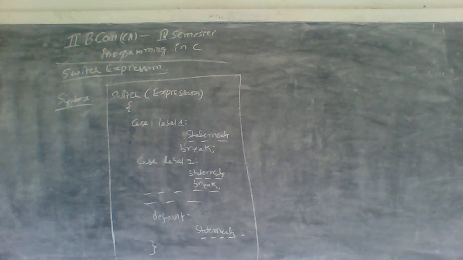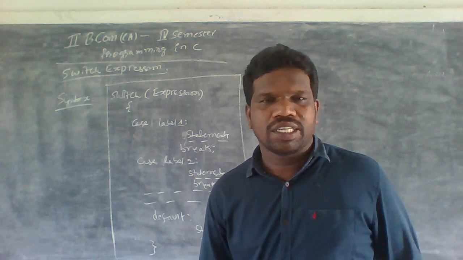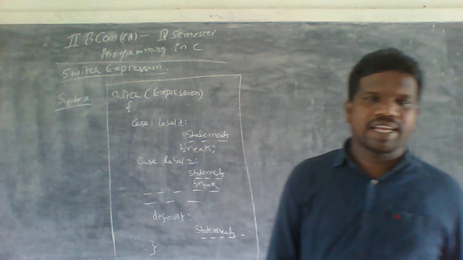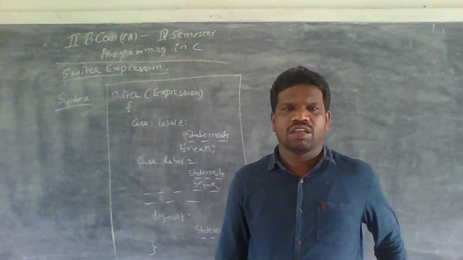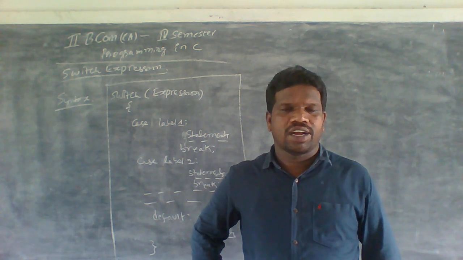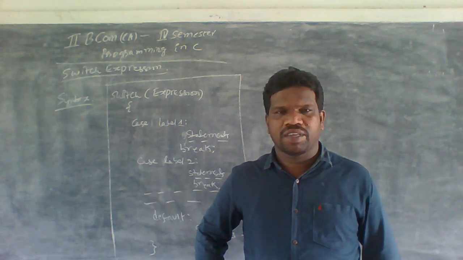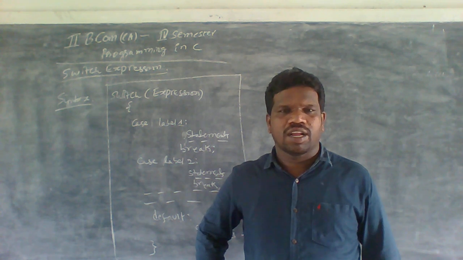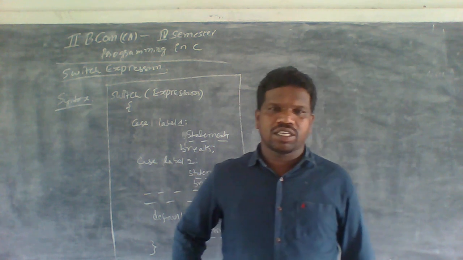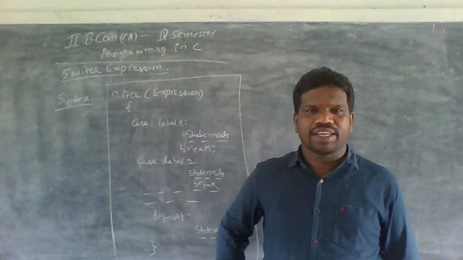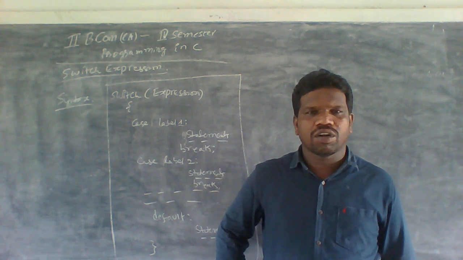So next, we are going to write a program: whether the given character is a vowel or consonant. You are going to write this program very clearly, and evaluate it very clearly. There are a number of examples that I could give with the switch expression, but in this class I am going to explain only one program, that is, whether the entered character is a consonant or vowel.